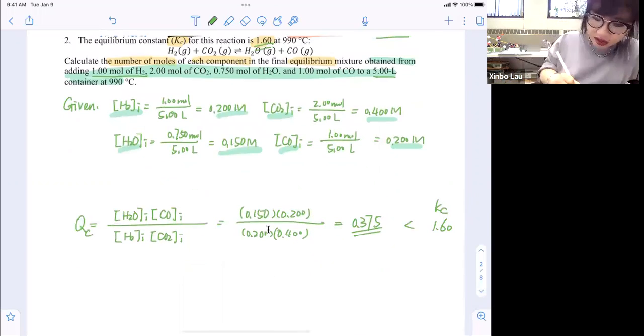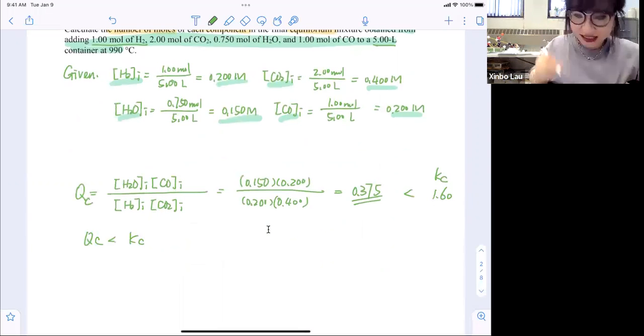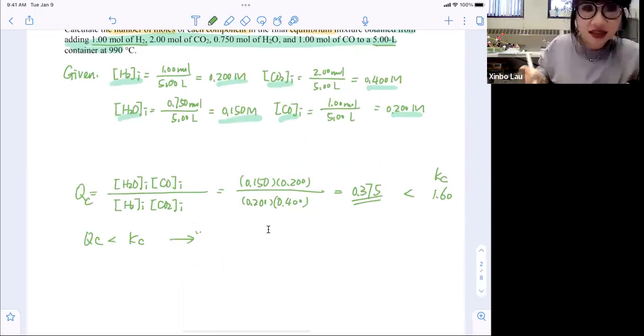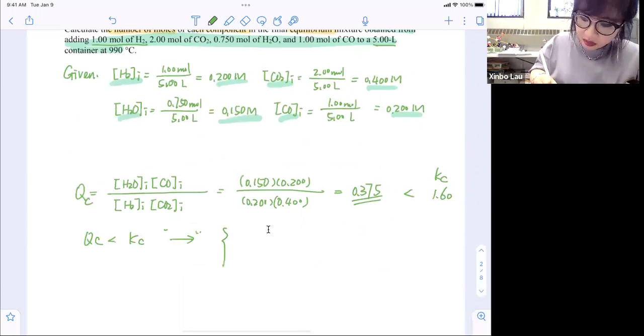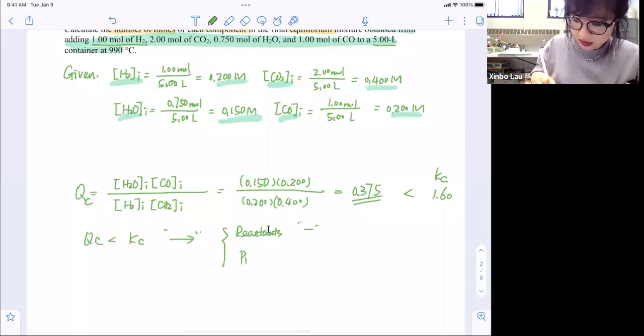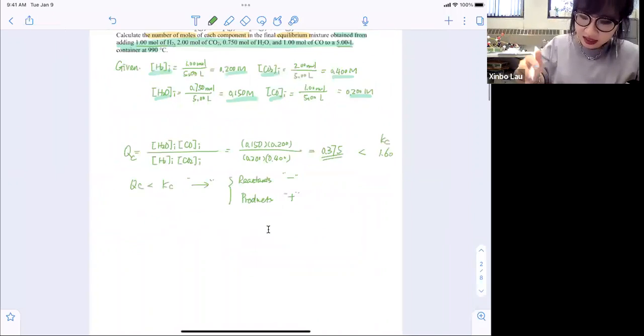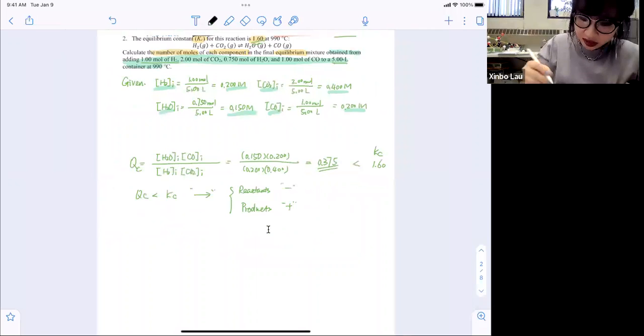So therefore, we calculated Q smaller than KC. We know the reaction will proceed in the forward direction, which means what? The reactants have negative signs because you're consuming them, and the products have positive signs because you're making the products. Once we understand all of this, let's read the equation. Actually, I'm gonna copy and paste it. Now we're gonna set up an ICE table.